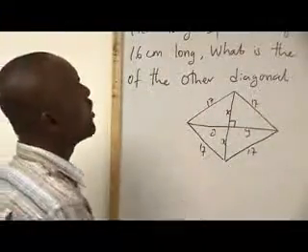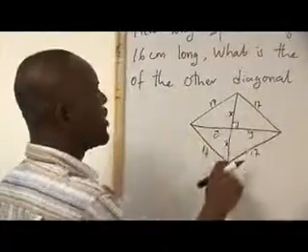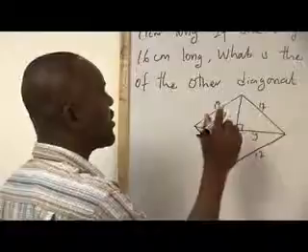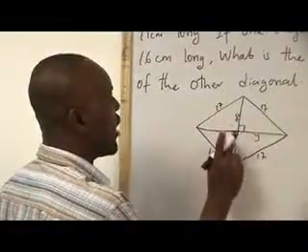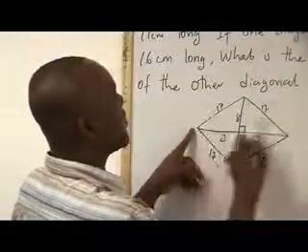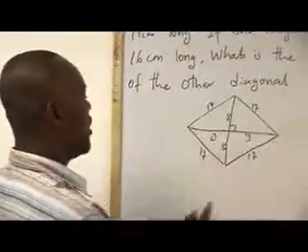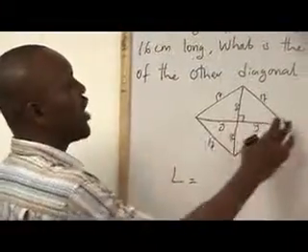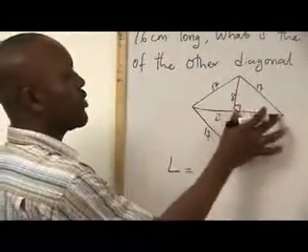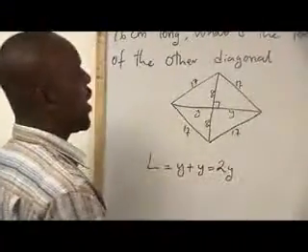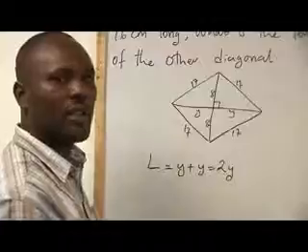But we have been told that one of them is 16 centimeters. So if this is 16, it means instead of x, I should have what? 8 there, and 8 here. We are asked to find the length of the second diagonal. Let's call that length L. From what we have here, the length of this diagonal will be what? y plus y, which is what? 2y. But how do we calculate our y?